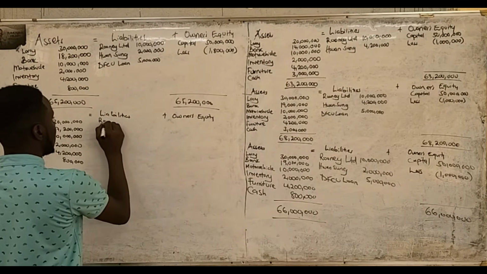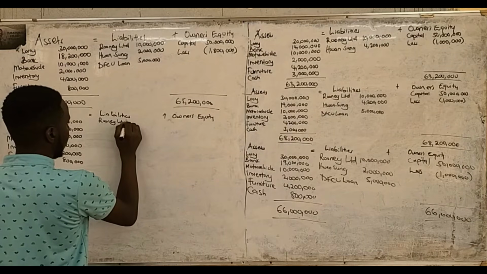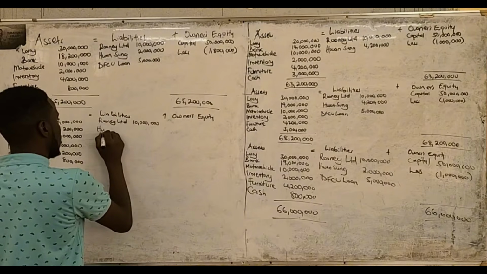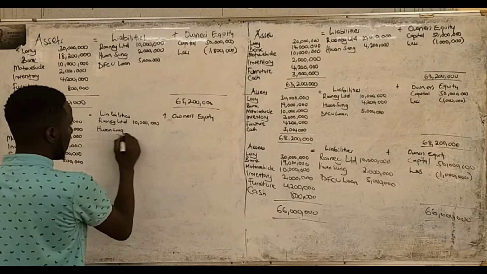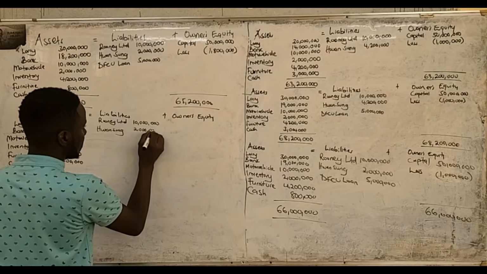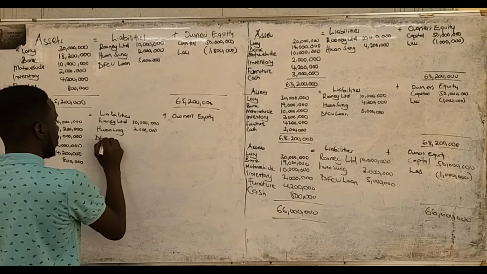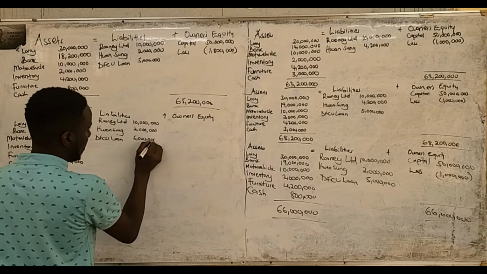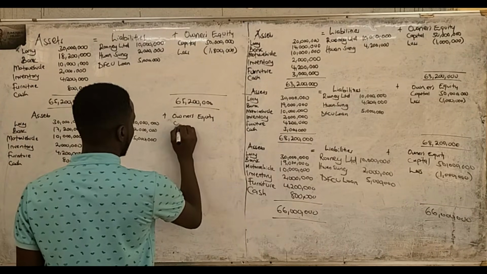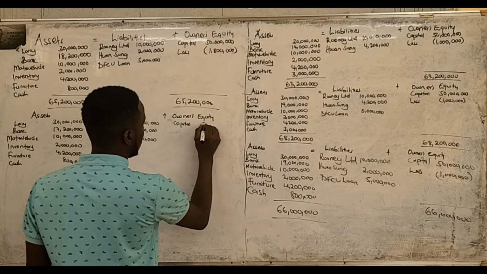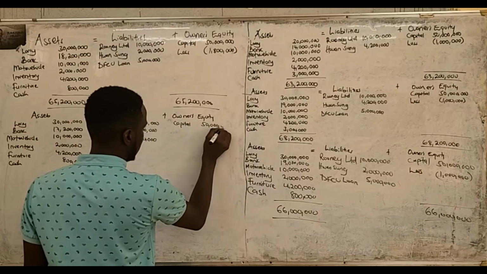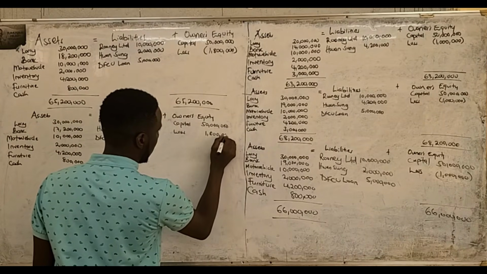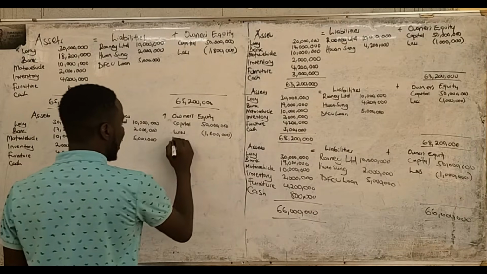So we come here and say Rooney Limited, which is 10 millions. Huan Sang, which is 2 millions. We have DFCU loan of 5 millions. Then we shall have here our capital of 50. Then a loss. Then we bring in our drawings here.